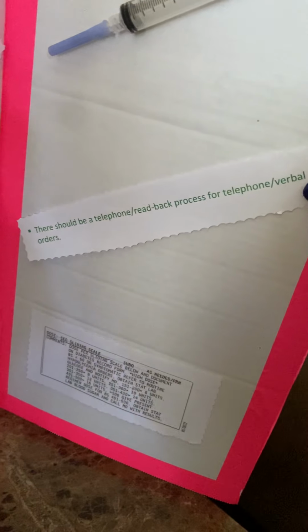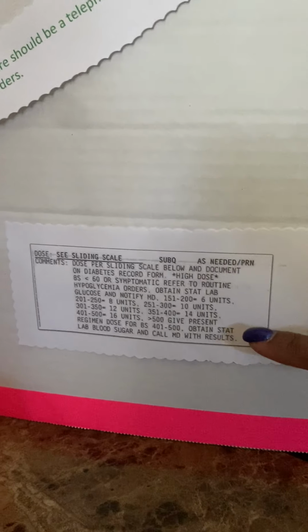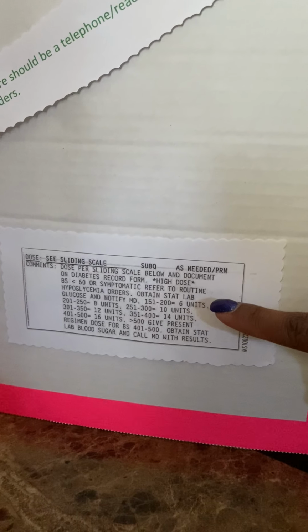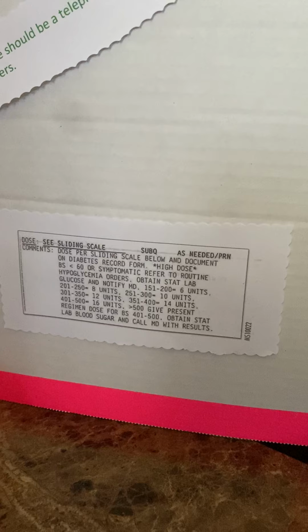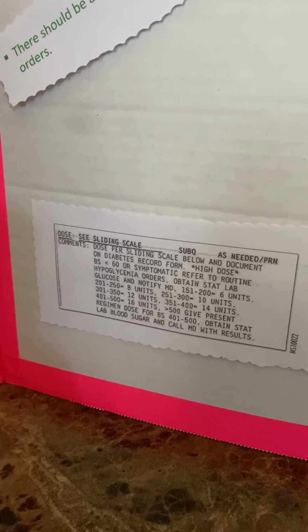If you're receiving an order from the doctor, make sure you do a telephone readback process for telephone and verbal orders. If you have a sliding scale, be sure you follow the specific sliding scale. Facilities could also implement using a two-person technique to have two licensed nurses verify insulin during this process.